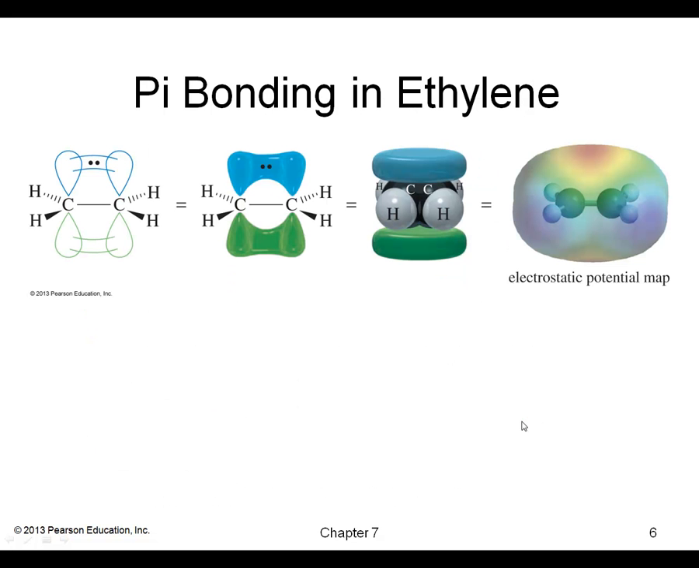Here we see the pi bonding in a little bit more detail. You can show it like this with the two p's overlapping. Here, bringing in the orbitals to show the smearing effect between the two p's. Here with the space filling model to show kind of an electron cloud above the carbons on top and bottom.